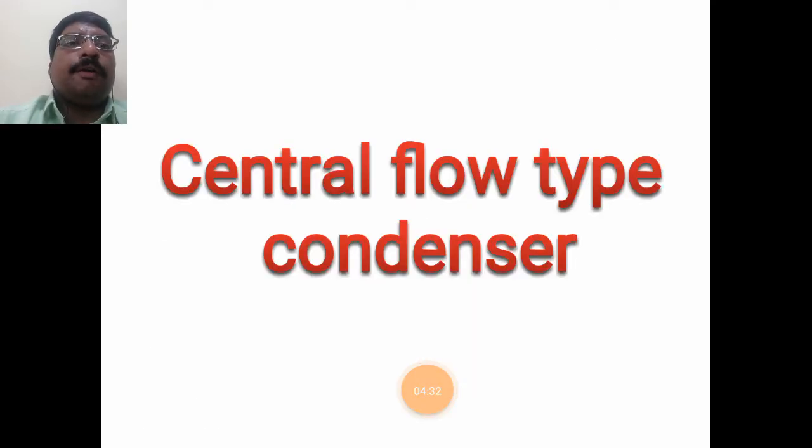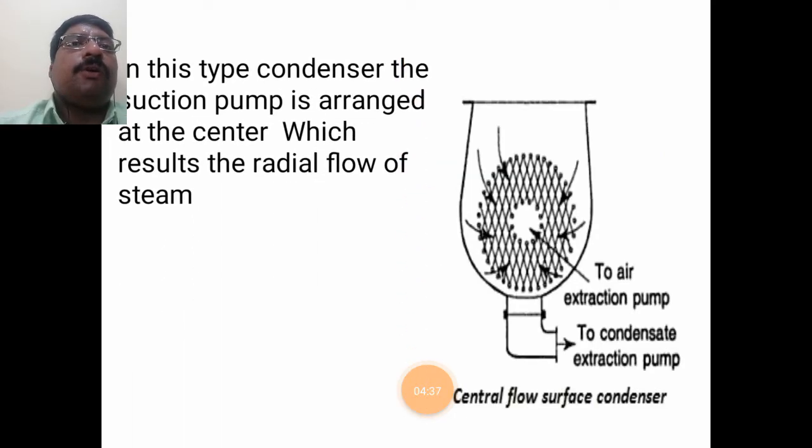Now we are going to discuss the center flow type condenser. In this type of condenser, a suction pump is arranged at the center, which results in radial flow of steam. What is the function of the suction pump? The function of the suction pump is to suck the atmospheric air. Whenever the sucking of air happens, a vacuum is created inside. Due to the vacuum, the steam rushes to the center.